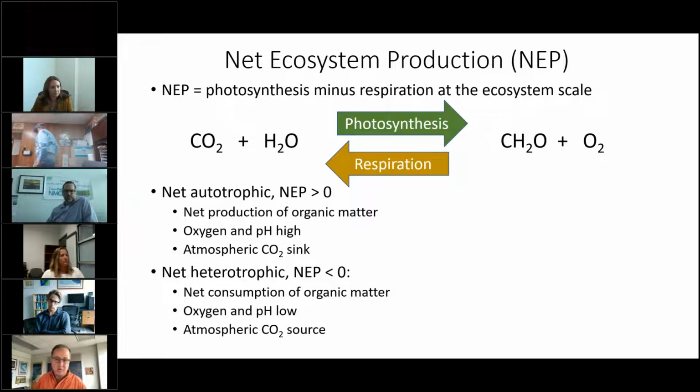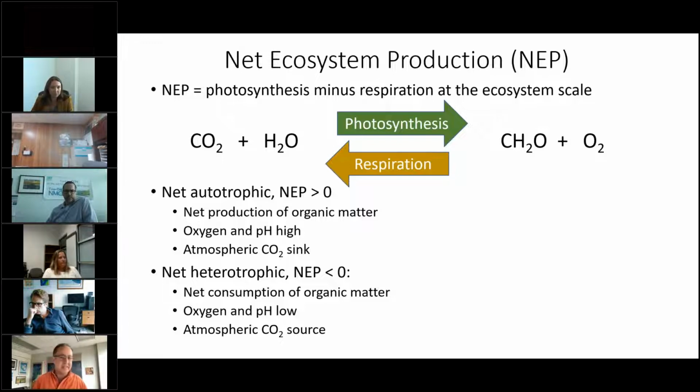A net heterotrophic system, which actually characterizes many estuarine ecosystems, has an NEP less than 0. There's more respiration than photosynthesis. The system is consuming organic matter, producing carbon dioxide. It's consuming oxygen, so oxygen is relatively low. It's producing CO2, which drives the pH down, and the system is generally a source of CO2 to the atmosphere.